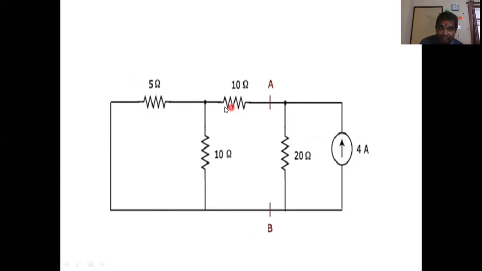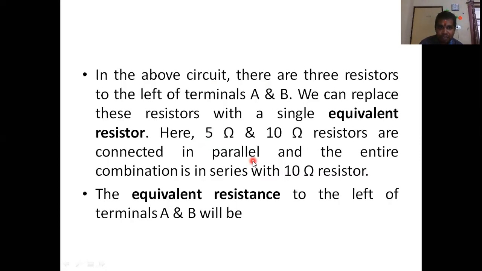So when the current is coming this way, one current will go here, one current will go here. That means these two are in parallel. So these two are in parallel, that will come in series with this one. So you can simply modify this one, parallel plus series. That is what I have shown here.